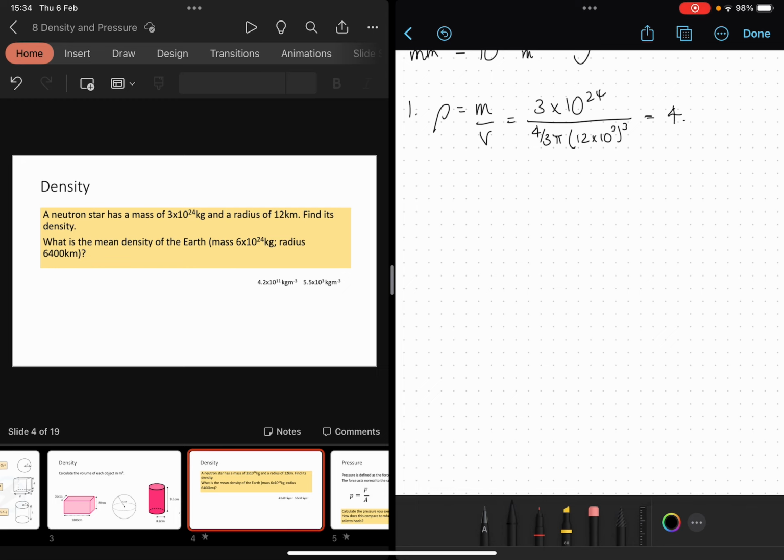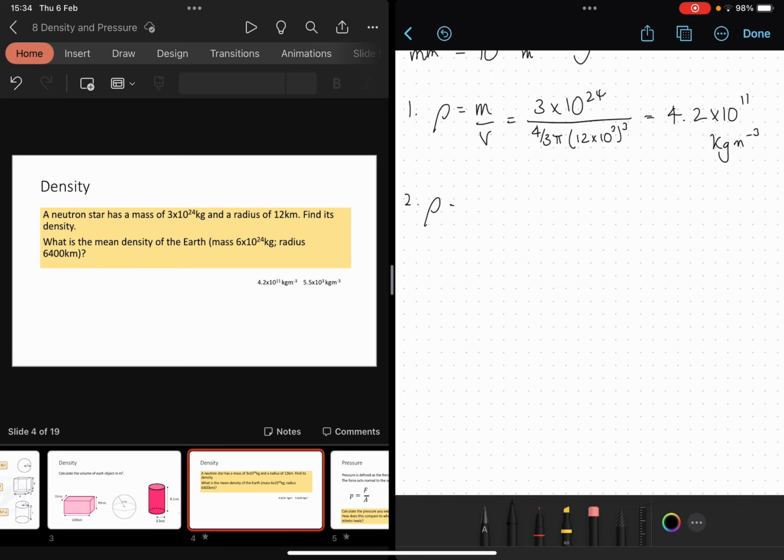And when you calculate that, you get a value of 4.2 times 10 to the 11 kilograms per metre cubed, which is an absolutely phenomenal density. So if you had a 1 by 1 by 1 metre cube, and it was of the same density as a neutron star, it would have a mass of 4.2 times 10 to the 11 kilograms.